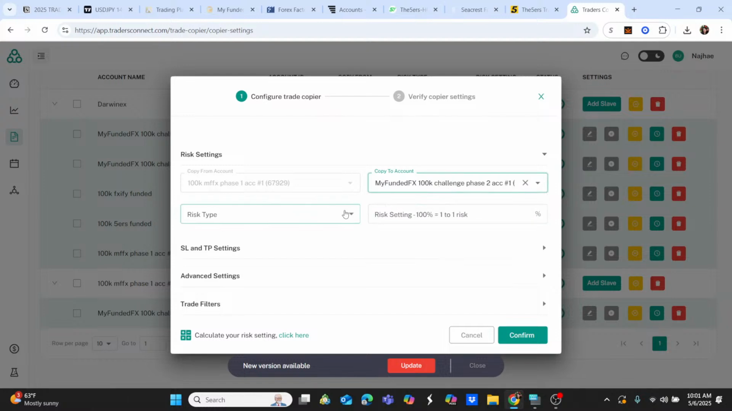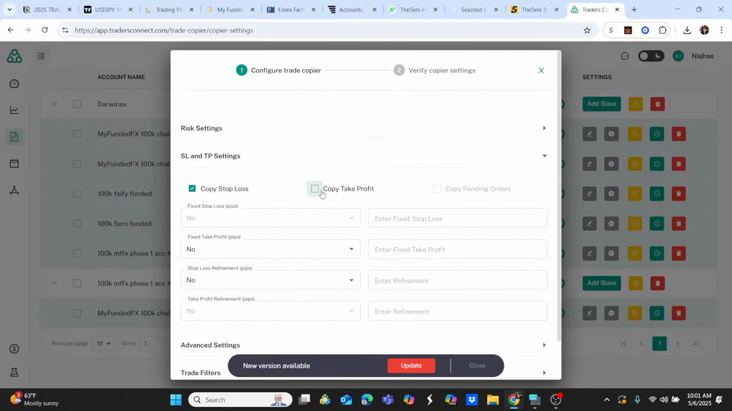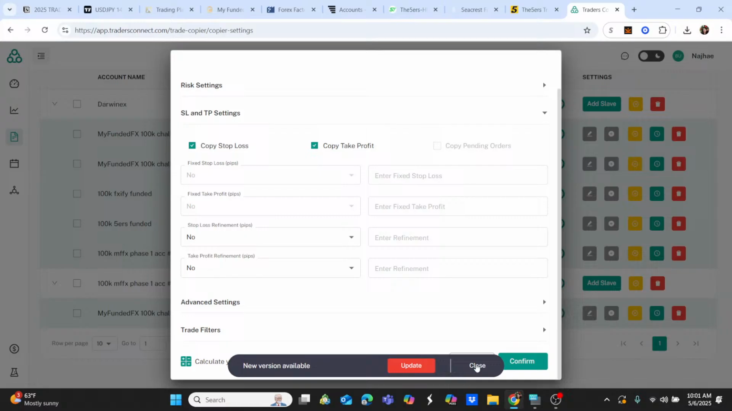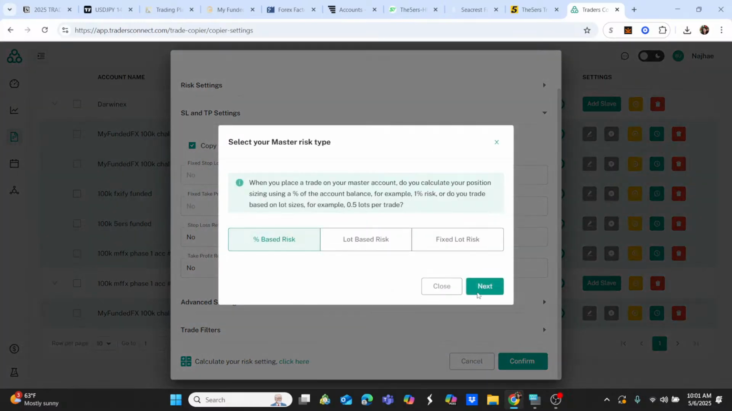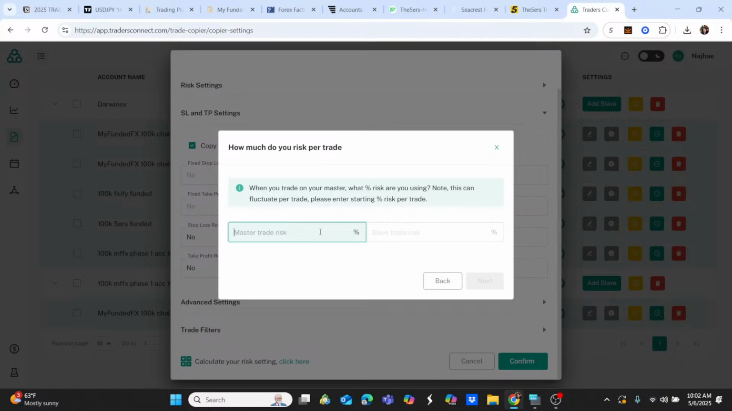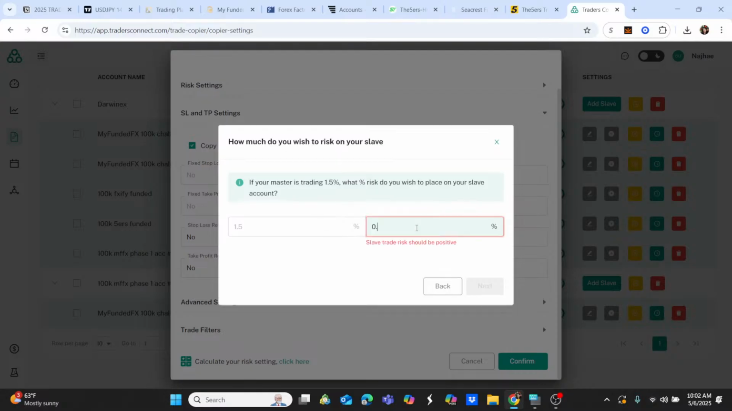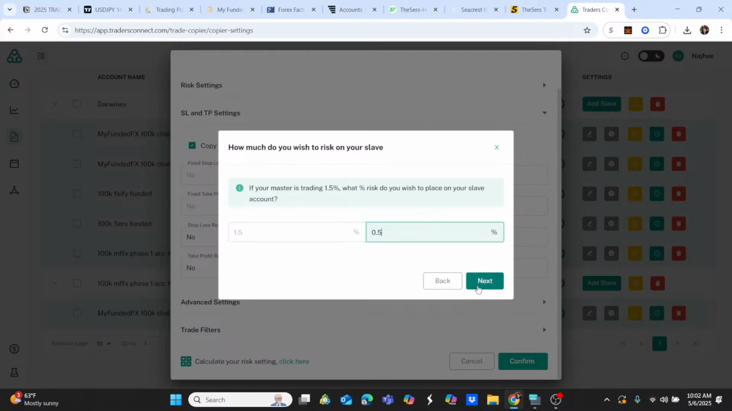So like I said, for my phase 2 account, I'm risking $500 to beat the 3 minimum days of 500. So what I'm going to do for this one instead is do a balance multiplier, make sure I copy the stop loss and take profit. And for the risk settings, balance based risk, the main account is risking 1.5, and for phase 2, since I'm risking $500 per trade, I'm doing 0.50. That's about 0.5% risk.